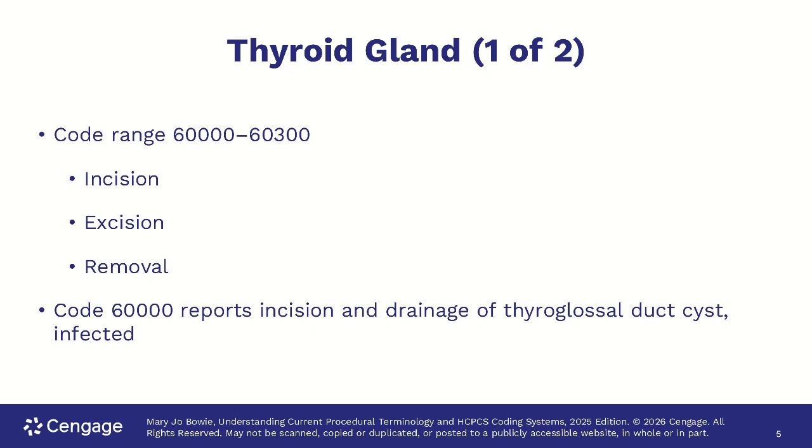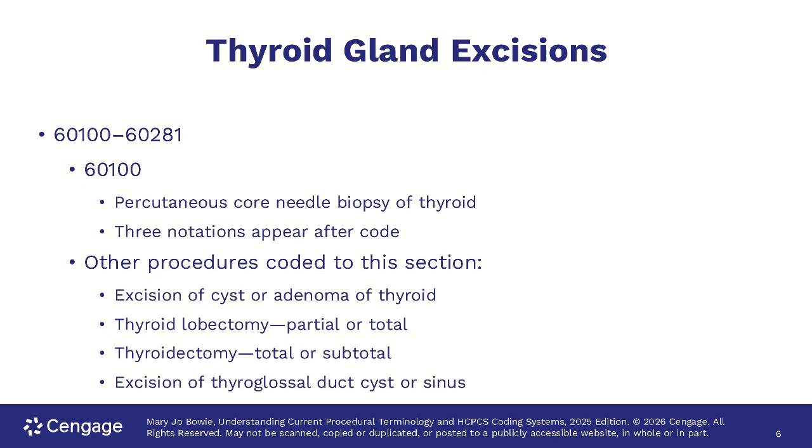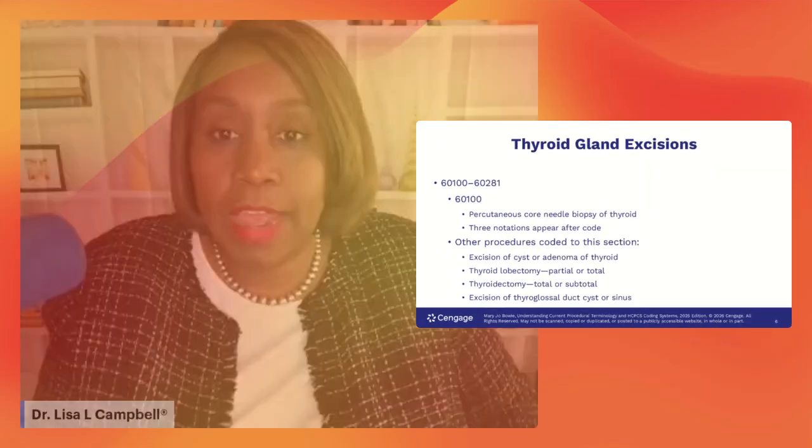So yes, you have some incision and drainage. You have excision, so excision of a cyst, biopsy, but then you also have removal. With removal, you can be removing a thyroid gland, a cyst, etc. And you'll want to pay close attention to words like total, subtotal, partial. So are they doing a thyroid lobectomy or are they doing a thyroidectomy?